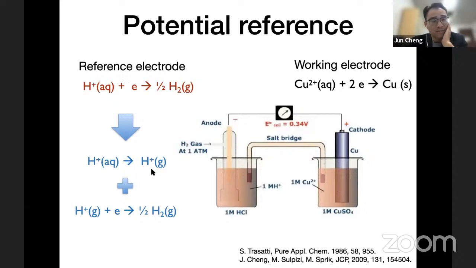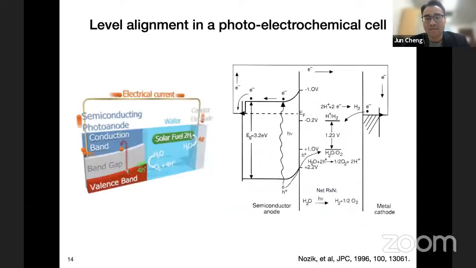can be decomposed into two steps. That's a sorption or desorption process of the proton and a gas phase reduction reaction for the proton to dihydrogen. So those energies are very easy to calculate. We only need to know the sorption free energy of protons. So that also serves as a reference for all our band alignment.